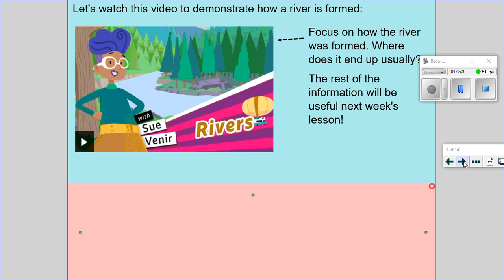And you'll learn more about why things fall downhill and flow downhill and why things drop as you let them go when you learn about gravity in Year 5. So we're going to watch this quick video to demonstrate how a river is formed. Now, I'd really like you to focus on how the river is formed and also where does it usually end up, okay? The rest of the information is going to be really useful for next week's lesson, but the two things I really want you to focus on for this lesson is where it's formed and where it ends up.